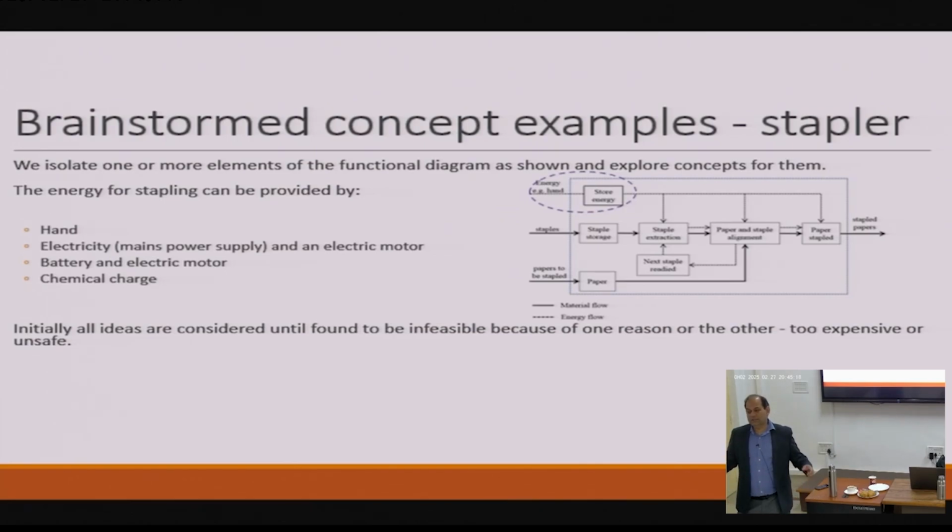So initially, I talked about square wheels earlier. We have to consider all ideas until they're found infeasible because of one reason or the other, either too expensive or unsafe, right? So if you start talking about chemical charge, well, yeah, too unsafe, right? But of course, similar ideas exist when you have a pneumatic stapler. A pneumatic stapler uses not chemical charge, but high pressure gas to work.